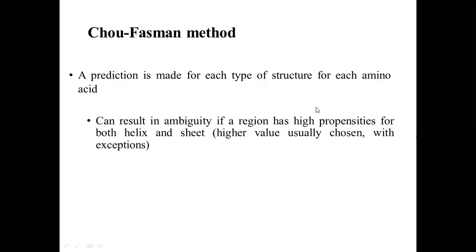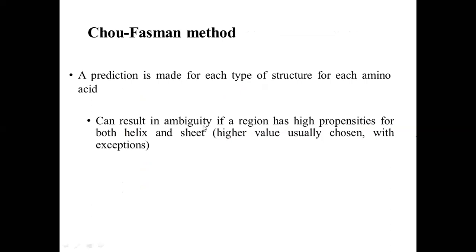Yes, sir. After that we have the Chou Fasman method. A prediction is made for each type of structure for each amino acid, right? So we have to predict for every amino acid where it lies. It will be in an alpha helix, a beta sheet, a turn, or a loop.